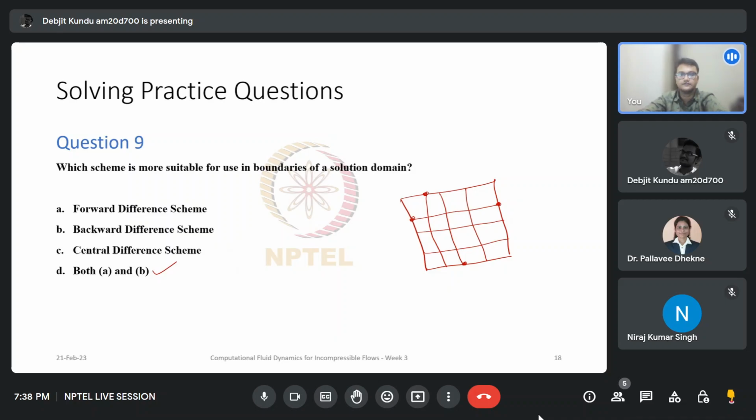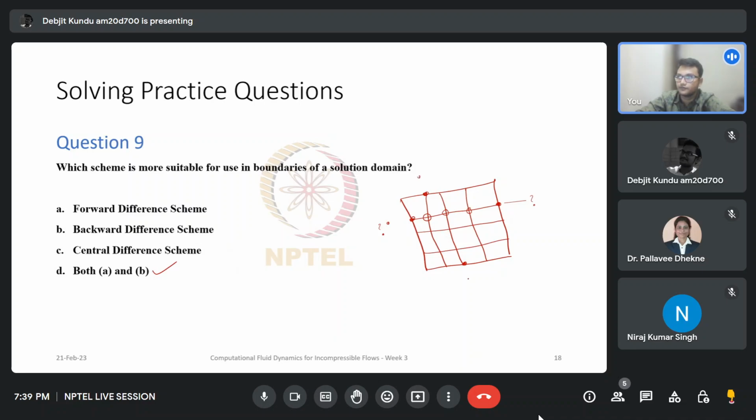Okay, so let's have a look at the solution, and it is indeed both A and B. So I'll go back to my figure here. As you can see, for evaluating this point, I need to use a forward difference scheme. I can't do central, can't do backward because there is no backward here. Similarly, for this point, I have to do backward only. I can't do forward here because there is no forward. And the same thing goes in the other dimension as well.